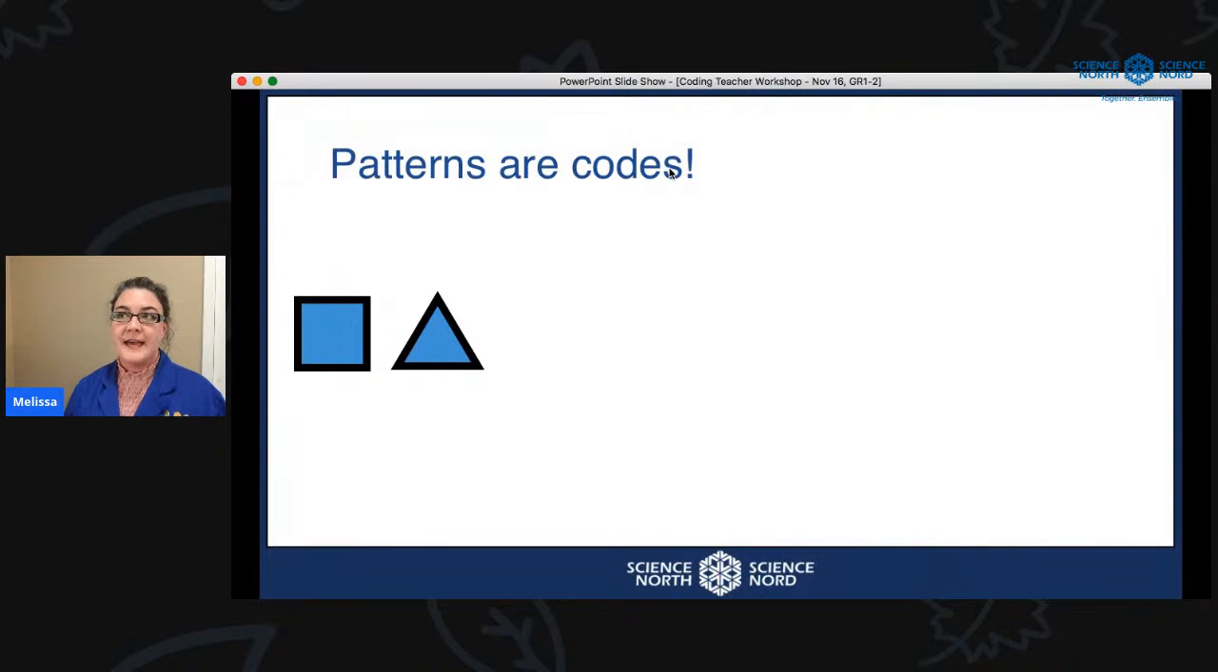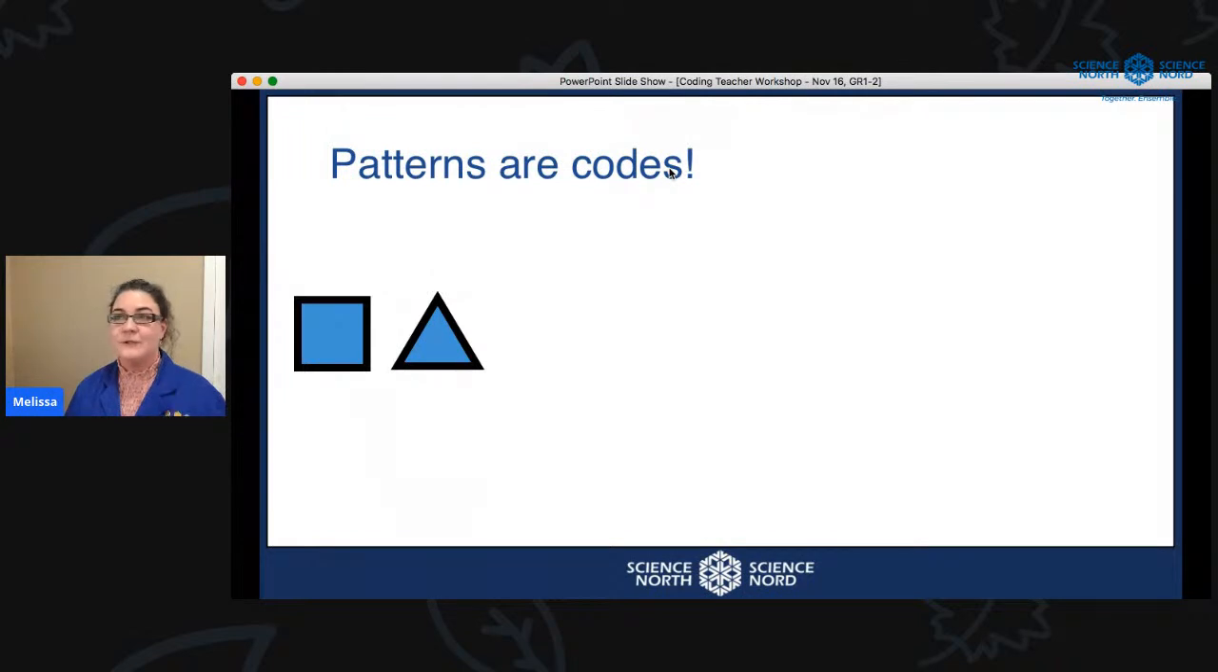And the more that we can recognize patterns and series within our coding, the easier it becomes, or the more elegant and the more efficient our code becomes. So one of the first steps into coding is recognizing patterns. So I'm going to go through a few things as you might present this to your students.